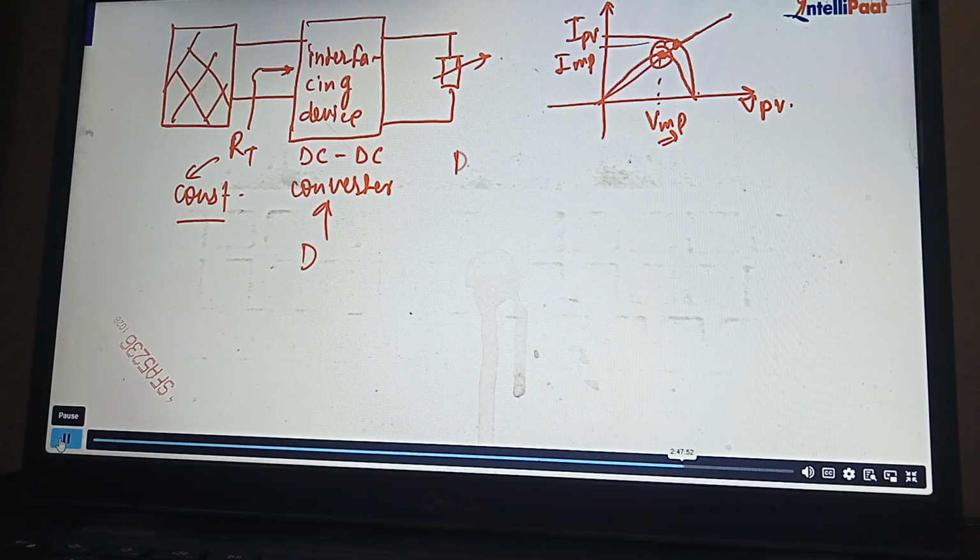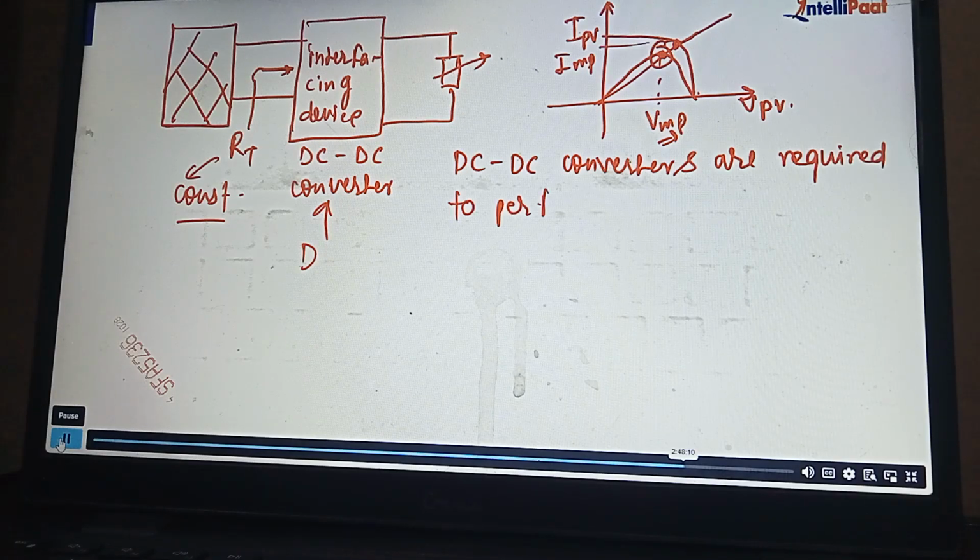So the DC-DC converter is required to perform the MPPT. Right? DC-DC converter is required to perform the MPPT.